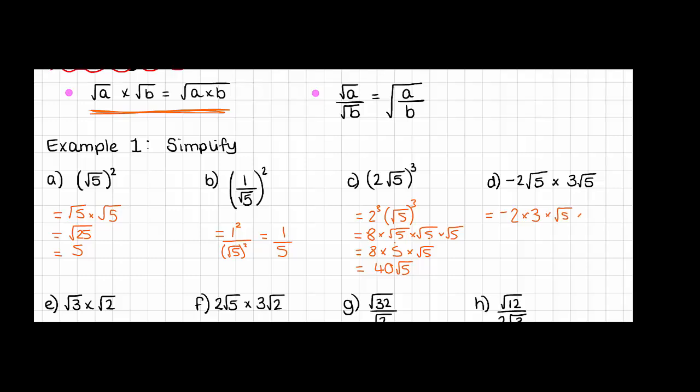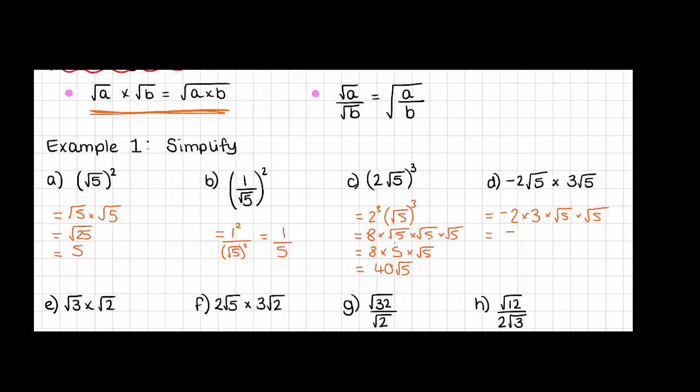So negative 2 times 3 times root 5 times root 5. And negative 2 times 3 will be negative 6. And root 5 times root 5 we know is just 5. And so that will give us negative 30.